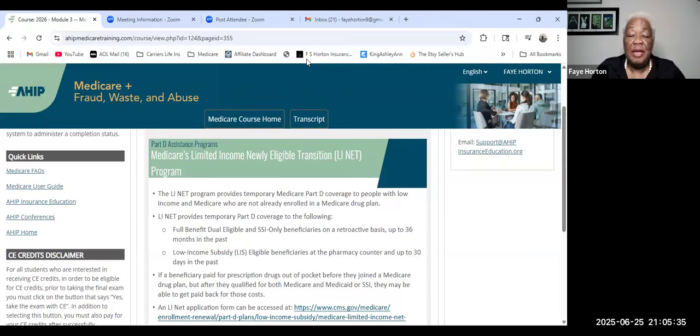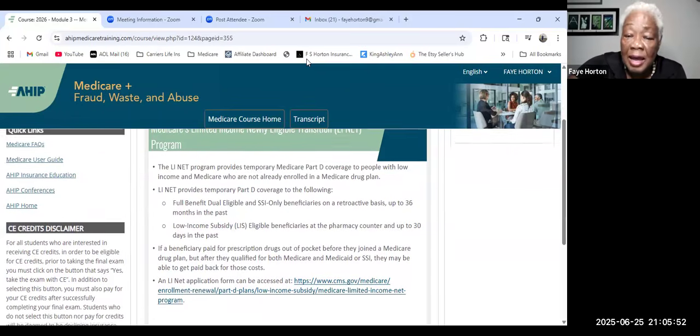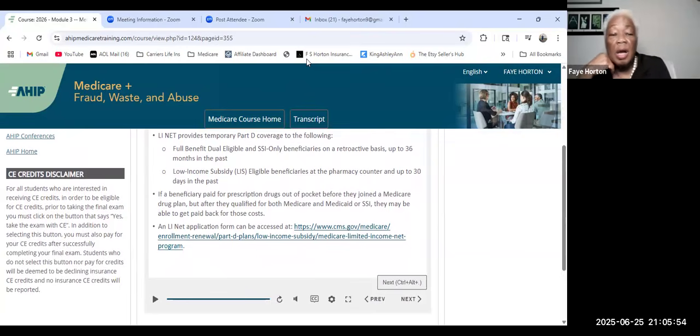If a beneficiary paid for prescription drugs out of pocket before they joined a Medicare drug plan, but after they qualified for both Medicare and Medicaid or SSI, they may be able to get money back for those costs.